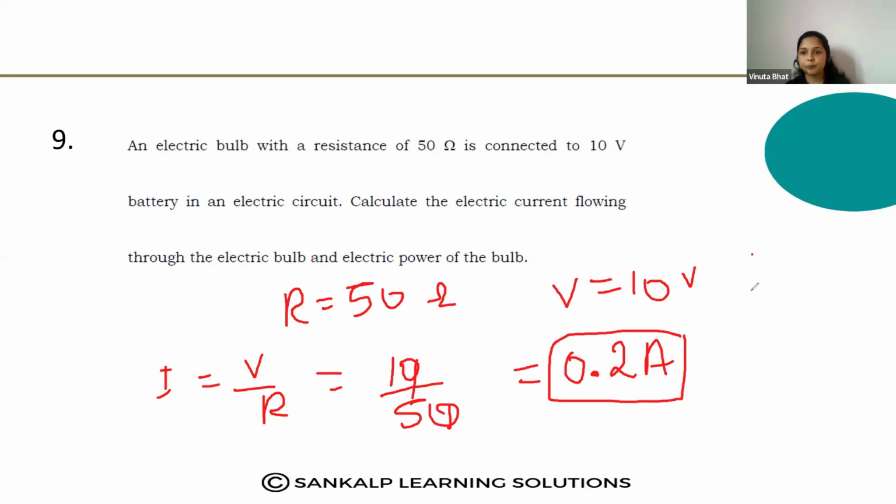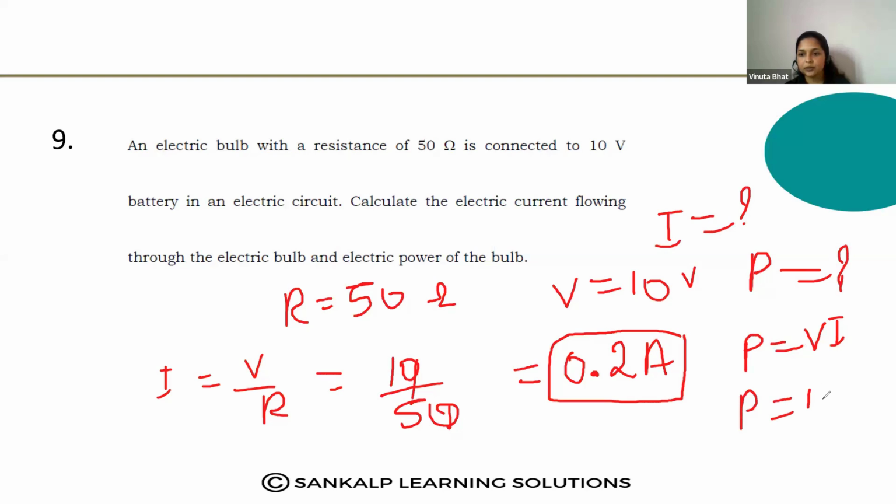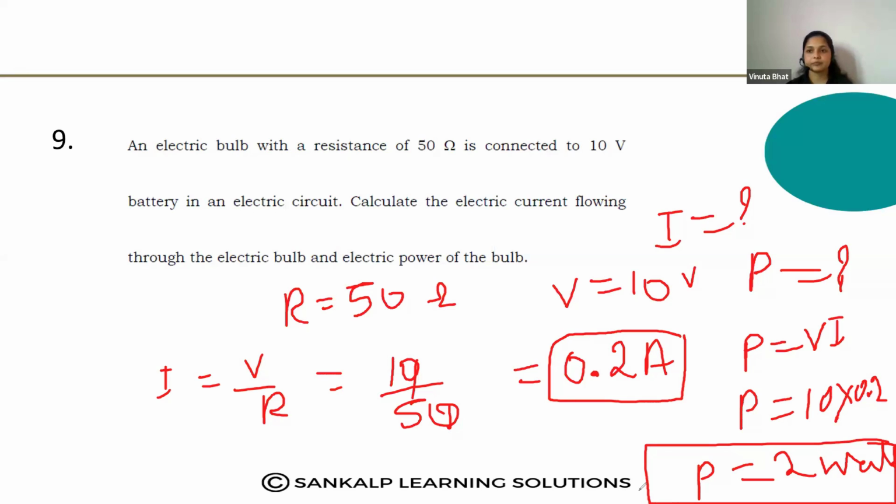The electric power. P we have to find out, and I already know the I value. P is equal to V into I formula. P is equal to V, that is 10 volt, and I is already known, that is 0.2 ampere. So P is equal to 10 into 0.2, that is equal to 2 watt. P is equal to 2 watt.